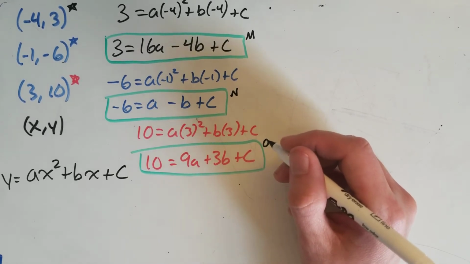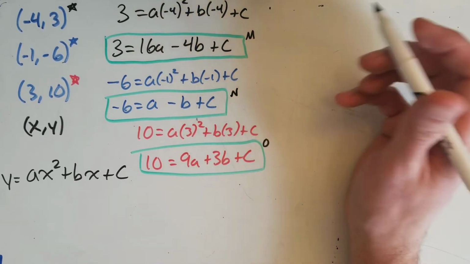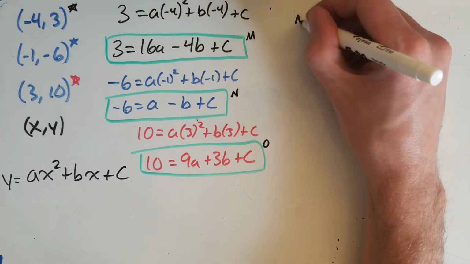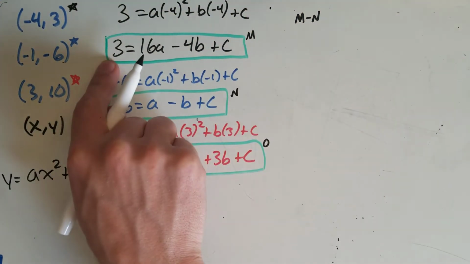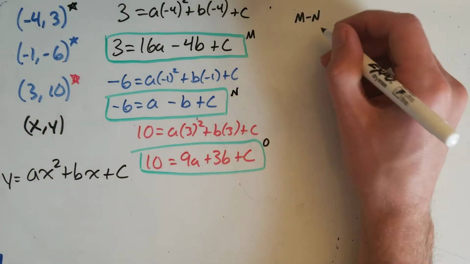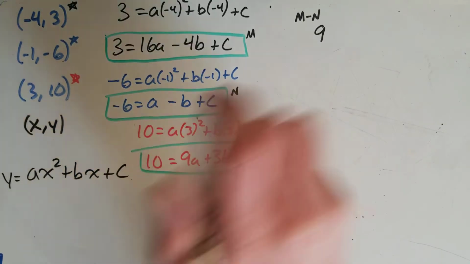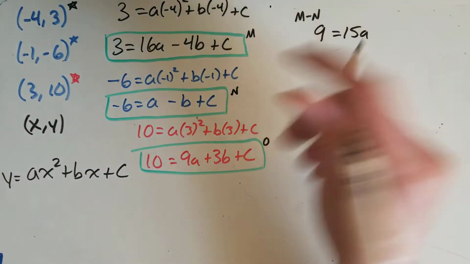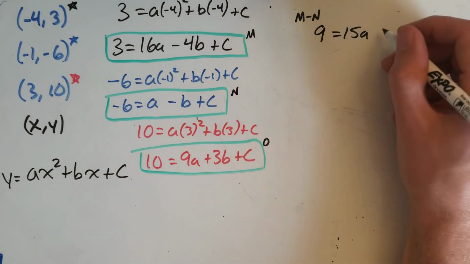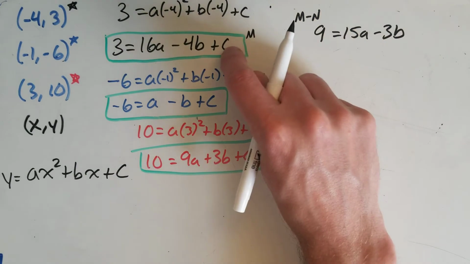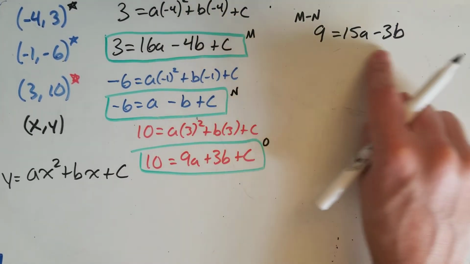So let's look at M and N. Notice how they both have a plus c, so we can cancel that out. So I'm going to do equation M minus equation N. If we do that, we would do 3 minus negative 6, which would give us a 9. We would do 16 minus 1, so we'd end up with 15 a's. We would do negative 4 minus negative 1, so it's like negative 4 plus 1, which is minus 3 b's. And c minus c is going to get us 0. So when we do equation M minus N, we end up here.